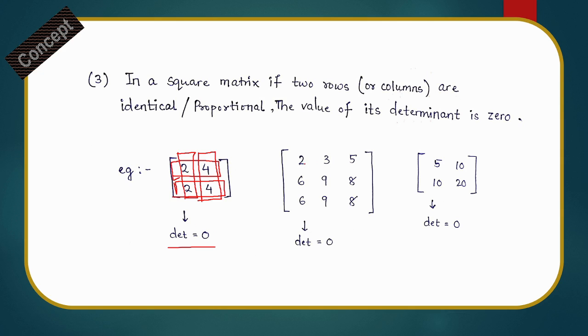So next example, suppose a matrix is 2, 3, 5, 6, 9, 8, 6, 9, 8. Here two rows are identical. This row is exactly the same as this row, so you can say its determinant equals 0. Hence it is a singular matrix. Take 5, 10, 10, 20. This column is proportional to this column. Hence its determinant equals 0 and it is a singular matrix. So these are the methods by which we can find which matrix is singular or non-singular.